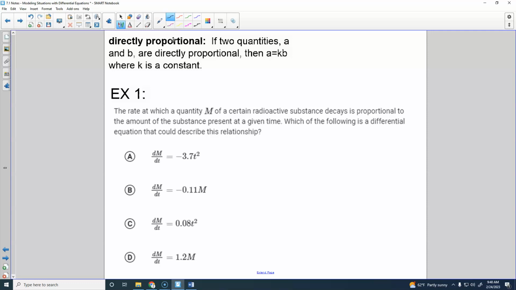Two quantities are going to be directly proportional if to get one, you can just multiply a number by the other. A really good example of something directly proportional is your paycheck is going to be directly proportional to the hours that you work if you're paid an hourly wage, right? So if I want to know what your paycheck is going to be, I would just take your hourly rate and multiply it by the hours that you work. That's an example of directly proportional.